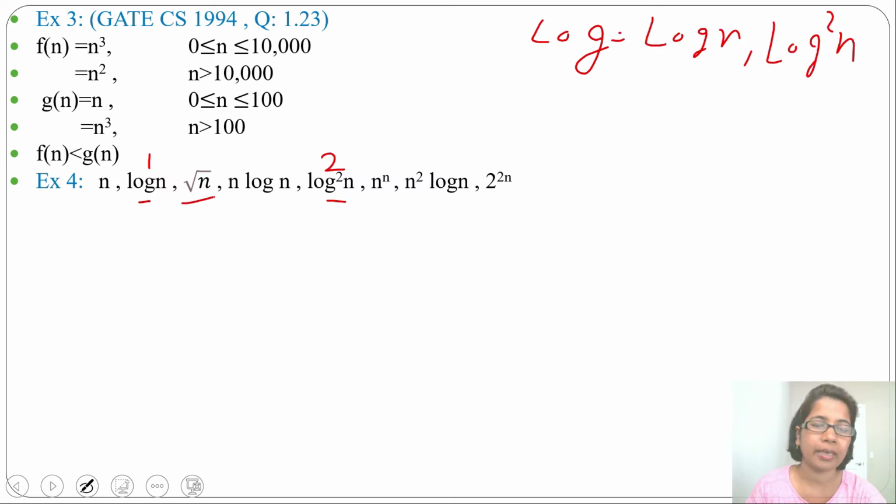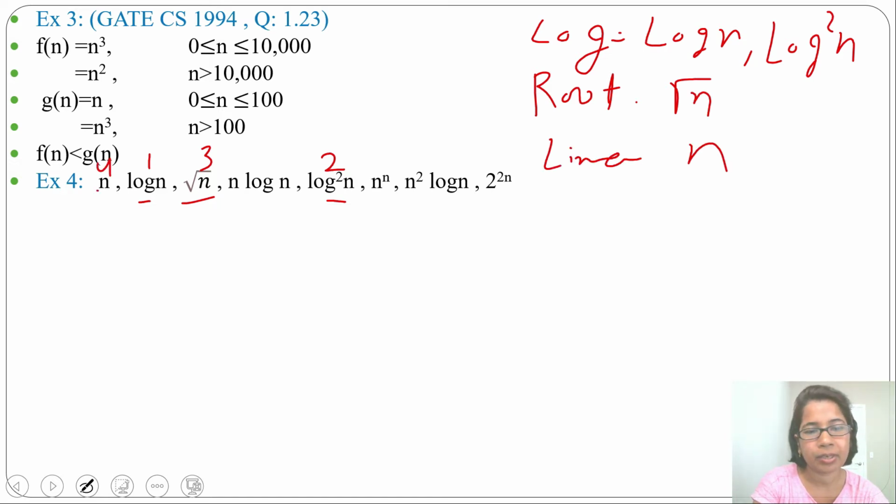Next is root n. Root n has a higher order of growth than logarithm. So here I will write number 3. Next, linear, n is present, here I will write number 4. Next, linear times logarithm, n log n is present, here I will write number 5. Next n^2 log n. The order of growth of n^2 log n is higher than n log n. So here I will write number 6.